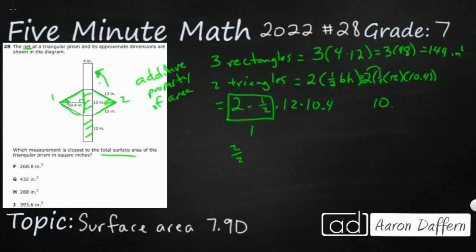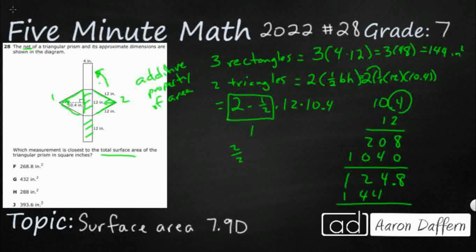All right, that I'm going to need to line up and do it normally. It's 8 times 4 is 32, and that's going to be 104, 1248. I've got one digit behind the decimal, so I've got 124.8. Let's bring in my 144, and I'm going to get 268.8.